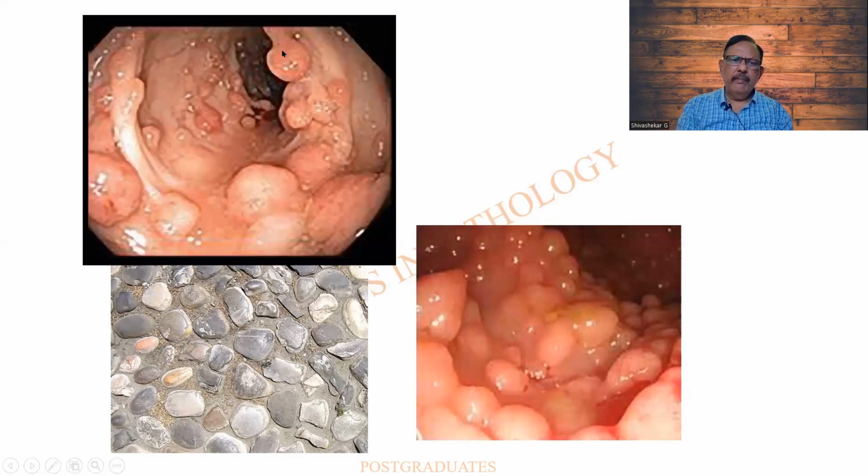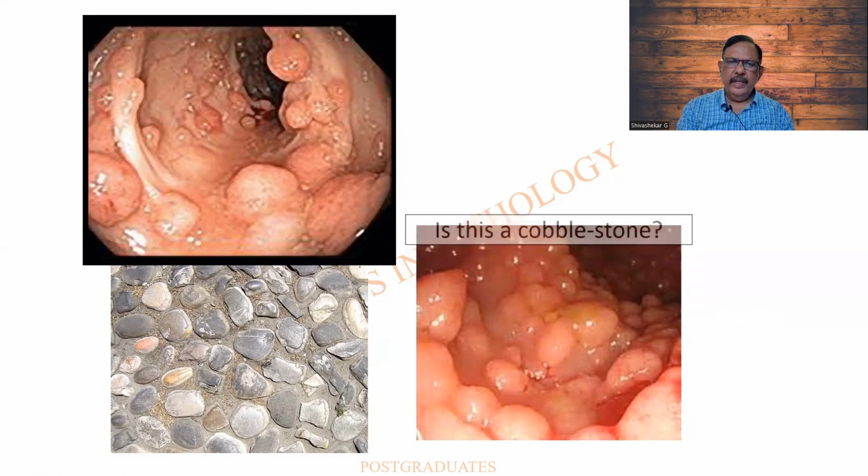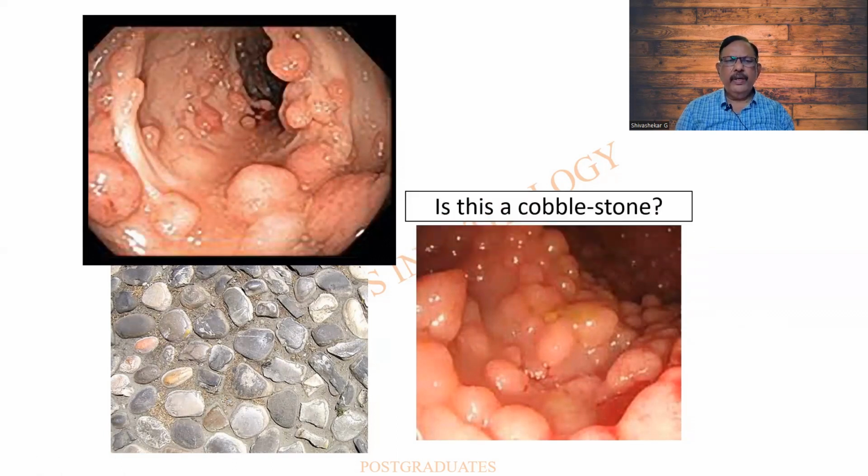I am finding multiple projecting hemispherical masses. And this is a closer view of the same. And this is almost similar to this. And hence, can I describe this as a cobblestone appearance? And you all know that a cobblestone appearance occurs in Crohn's disease. In fact, it happens to be multiple polyps, a familial polyposis.